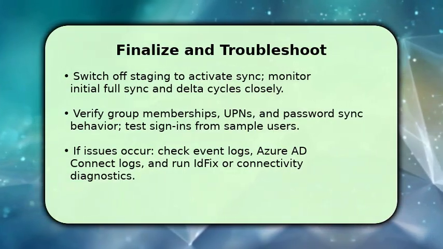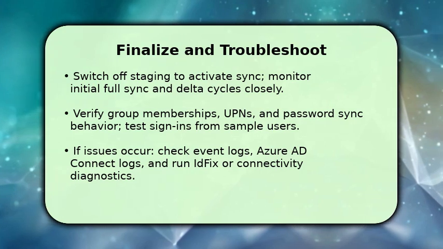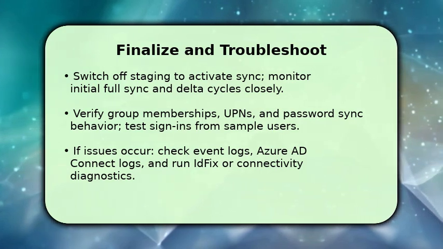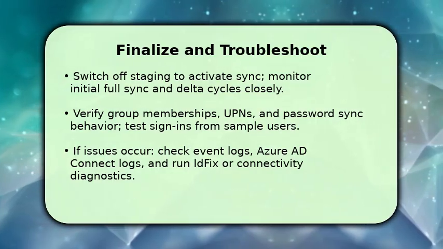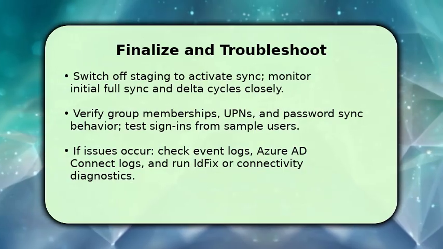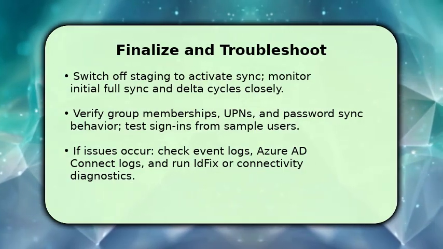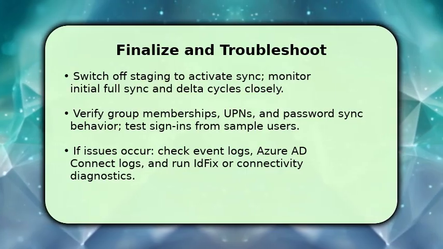If things go wrong, prioritize event logs and the Azure AD Connect troubleshooting logs. Run IdFix to surface attribute problems and use the connectivity diagnostics. Make targeted fixes, then force a delta sync and confirm resolution.